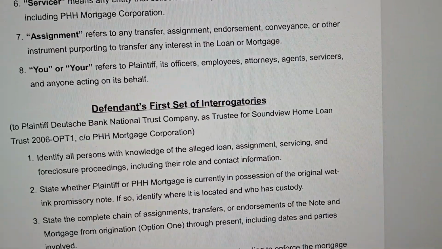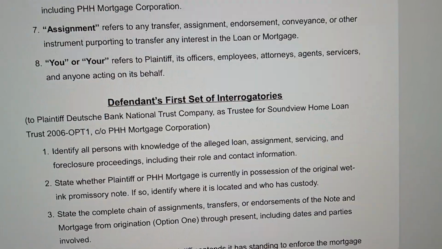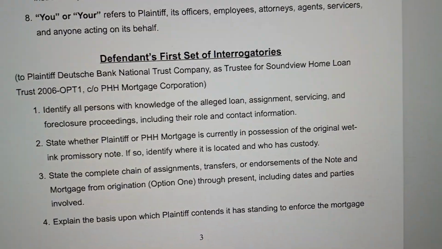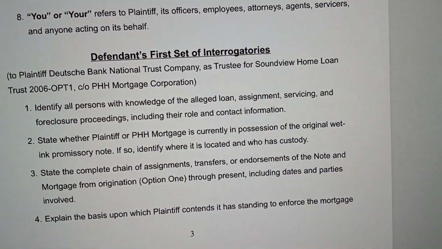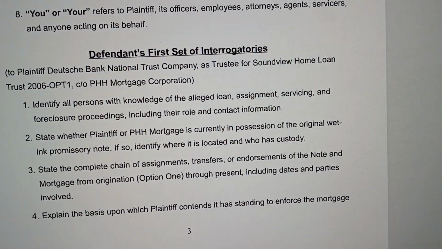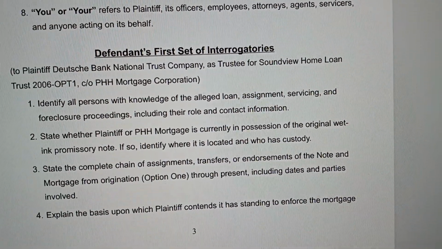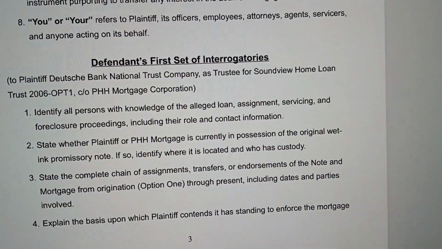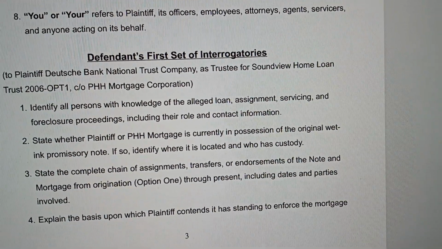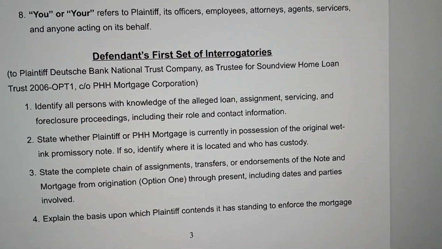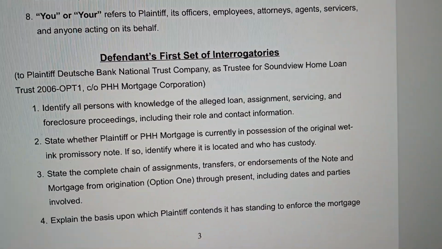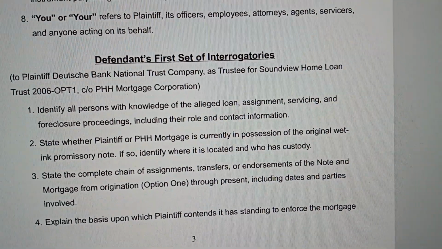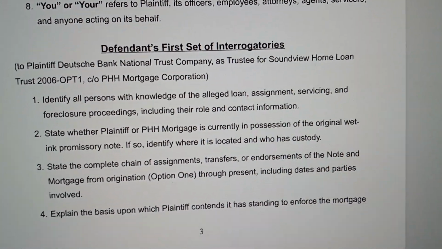Okay, now then we get to the good part. Defendant's first set of interrogatories. Basically, like the first question says, identify all persons with knowledge of the alleged loan, assignment, servicing, and foreclosure proceedings, including their role and contact information. State whether plaintiff or PHH Mortgage is currently in possession of the original wet ink promissory note. If so, identify where it is located and who has custody. State the complete chain of assignments, transfers, or endorsements of the note and mortgage from origination, which was Option One, through present, including dates and parties involved.